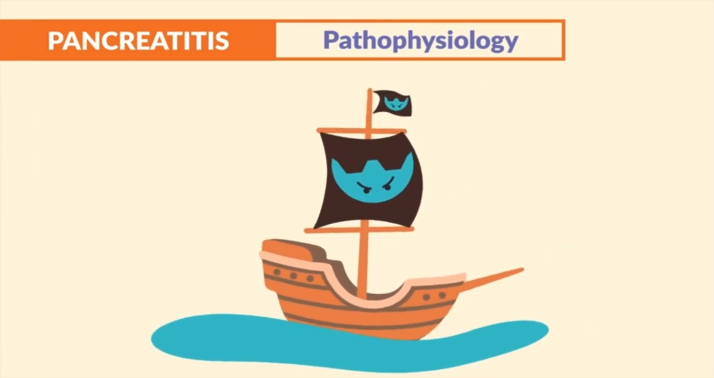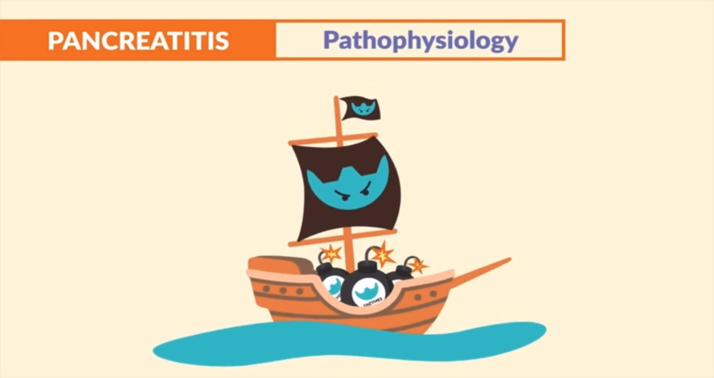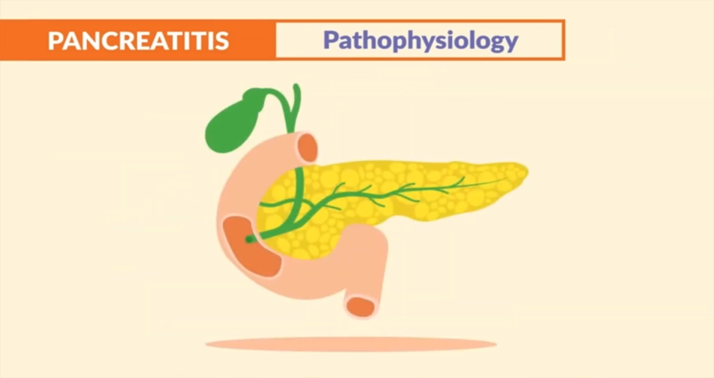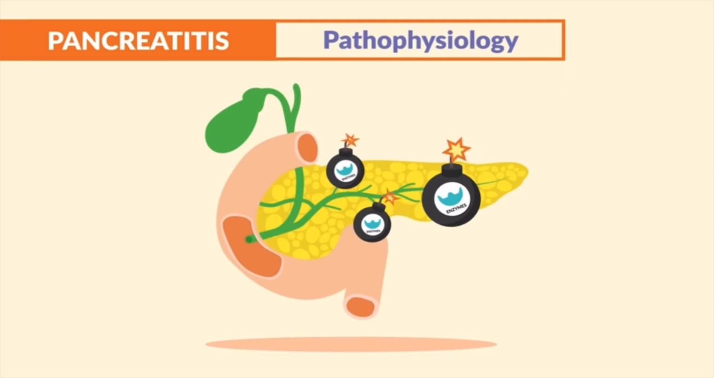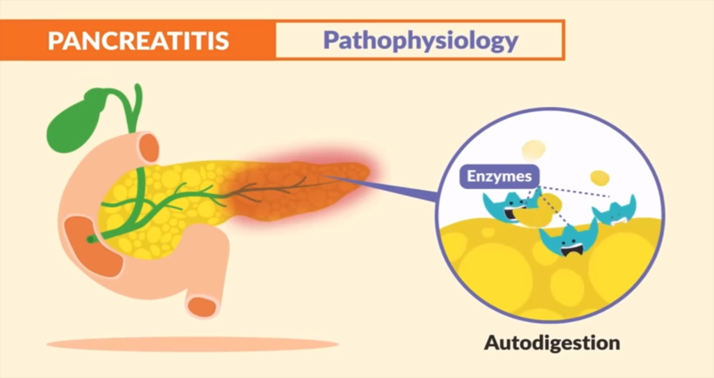It's kind of like having a pirate ship, and you know how they shoot out cannonballs. But what if those cannonballs explode within the pirate ship and sink your ship? Well, in the same way, it's like having these enzyme bombs exploding inside the little pancreas here, causing supersized inflammation as the pancreas digests itself. This is what is meant by autodigestion.